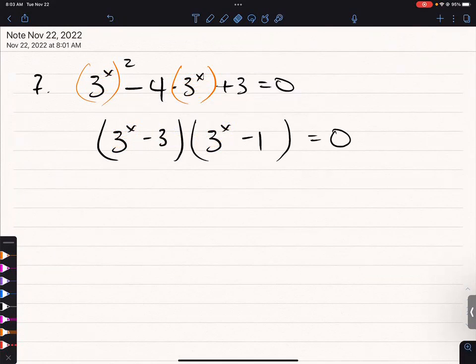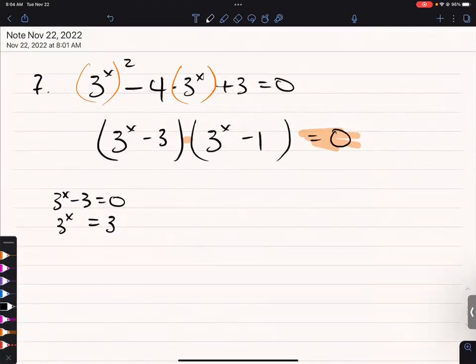But once you've got it factored, this is a product that's equal to 0, right? You're multiplying there, getting 0. That means you can split these up. And when you split them up, you end up with a couple of small, straightforward exponential equations to solve.